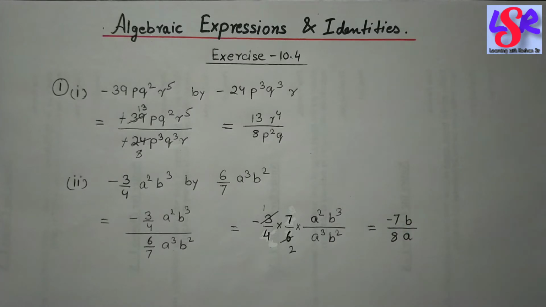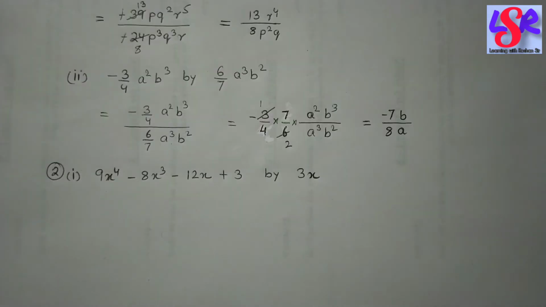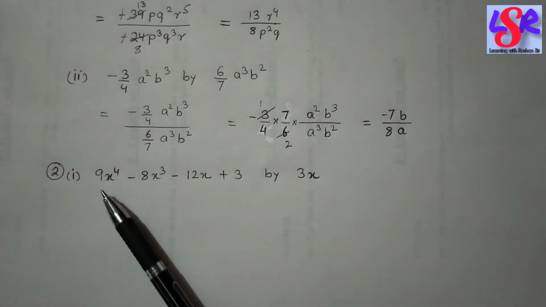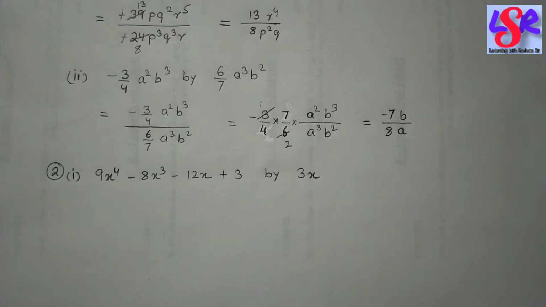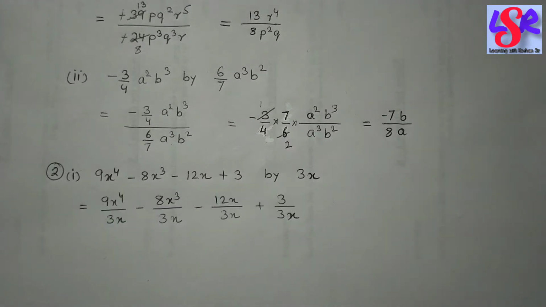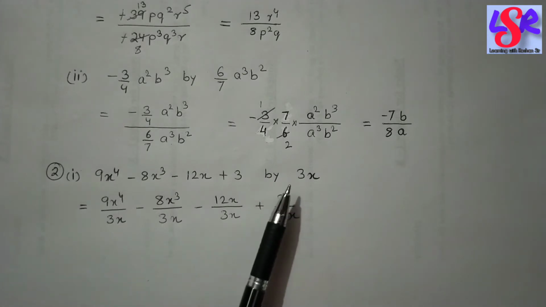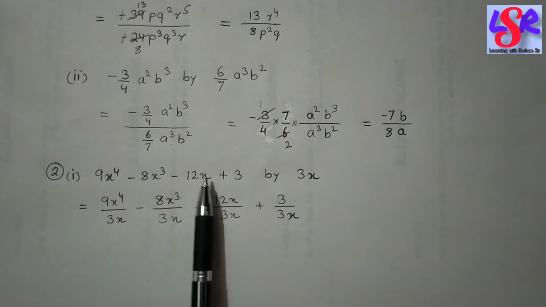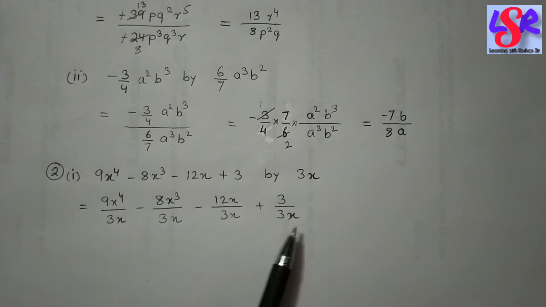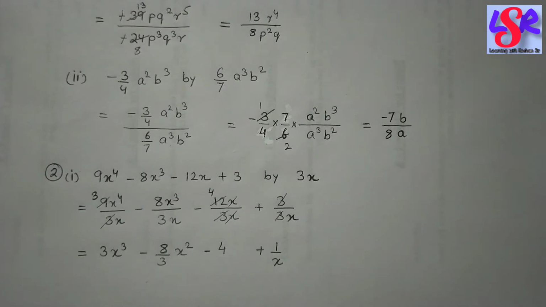Now let's see question number 2. Here in question number 2, we have to divide this whole expression by 3x, that is polynomial by a monomial. We are going to write this one as this. Here we have just written this number 3x beneath all of the terms of this polynomial. And after that we are going to reduce it, and after solving, we are left with this much.